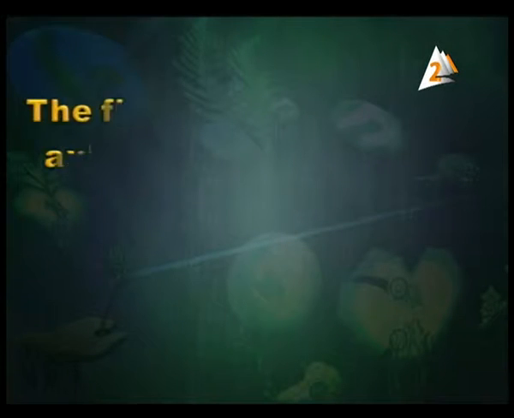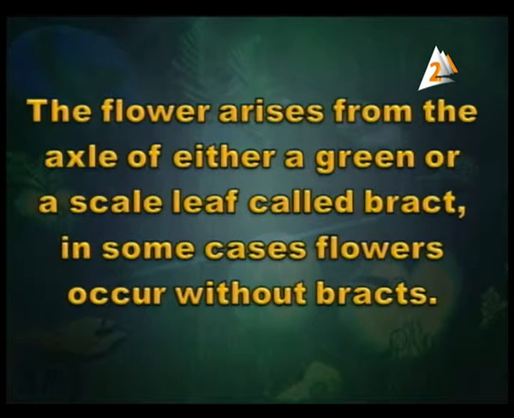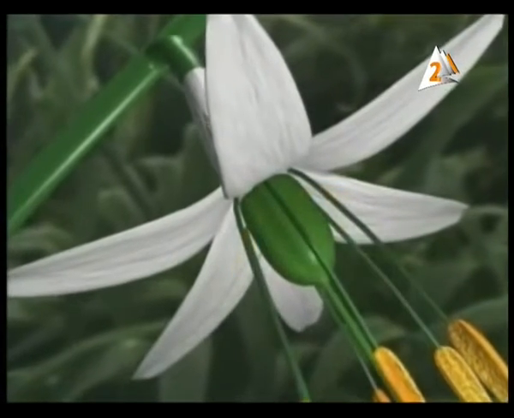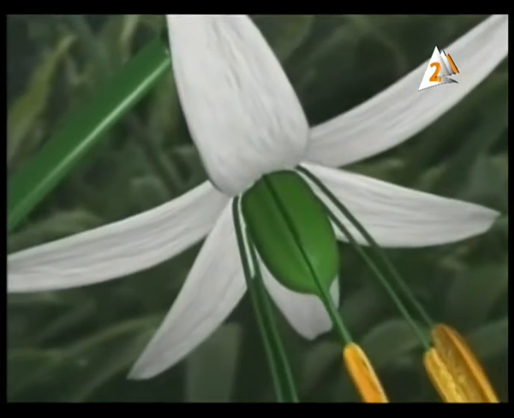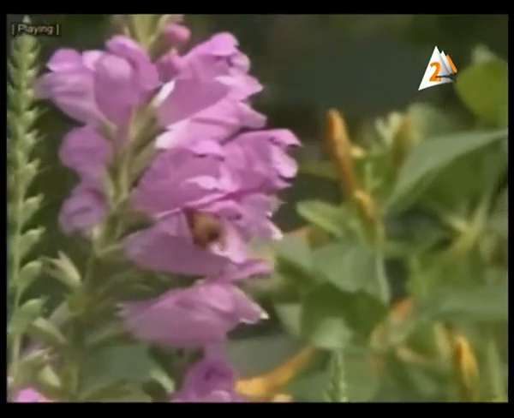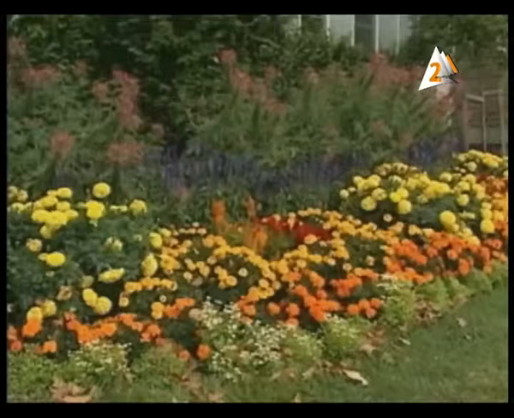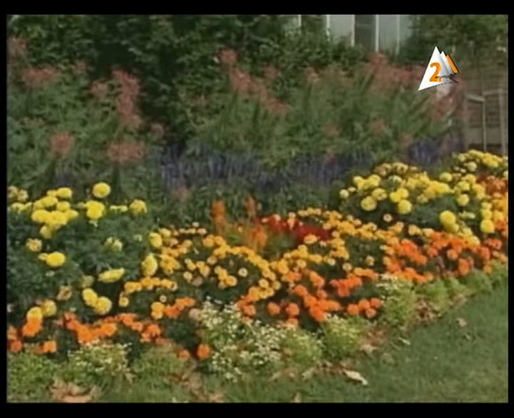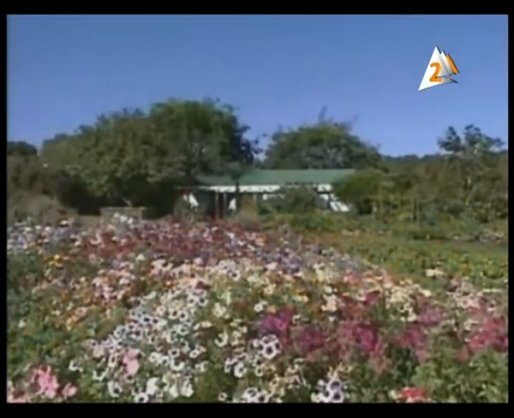The flower arises from the axil of either a green or a scaly leaf called a bract. In some cases, flowers occur without a bract. So what is a bract? A bract is a small leaf which is found at the base of the flower. The flower arises from it, and the part from which the leaf arises is called the axil. In some cases, flowers occur without this bract, but arise from a certain small bud at this part.